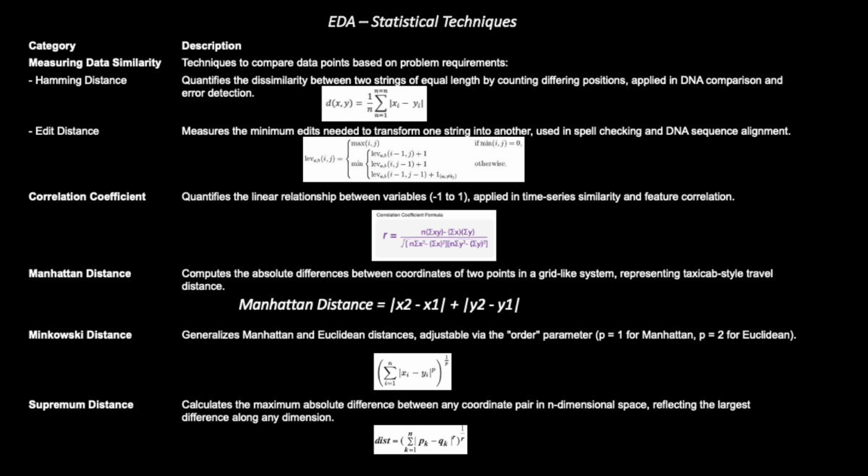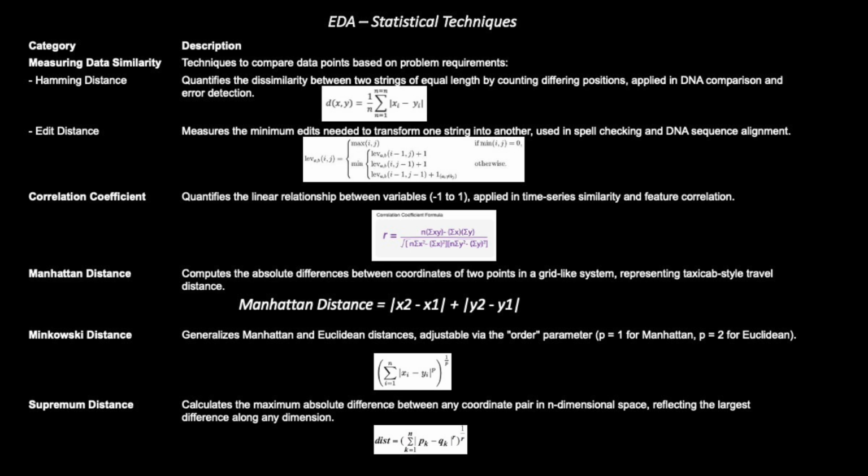Edit distance, also known as Levenshtein distance, measures the minimum number of single-character edits, insertions, deletions, substitutions, required to transform one string into another. It is commonly used in spell checking, DNA sequence alignment, and natural language processing.